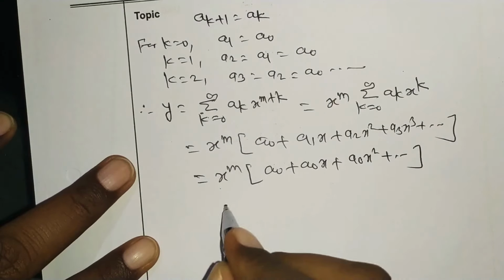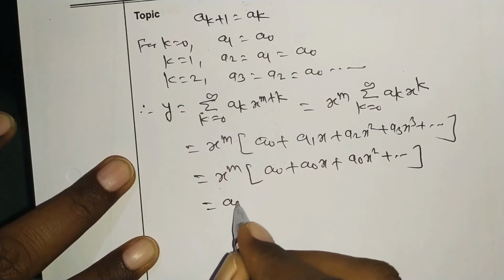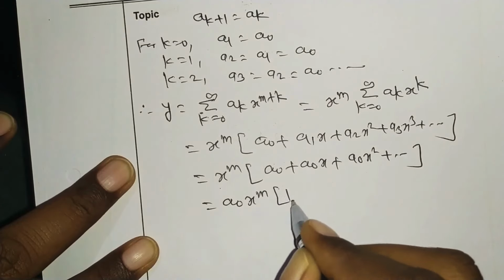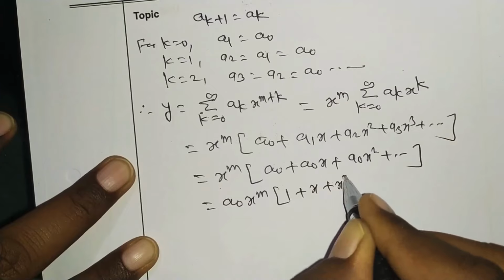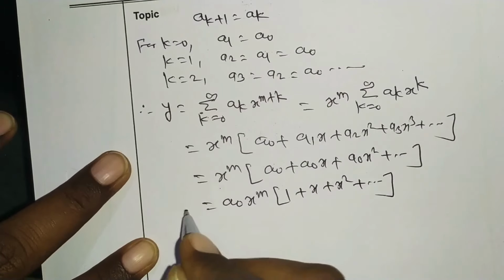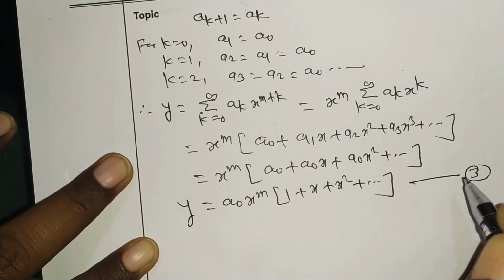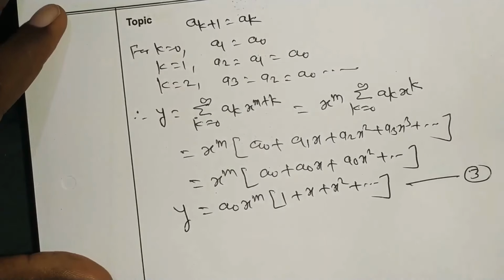From this we can take a0 common. If we take a0 common, then this becomes a0 into x raised to m, and in the bracket 1 plus x plus x square plus so on. So this is the value of y. This is say equation 3. Okay, so this is y at any point.